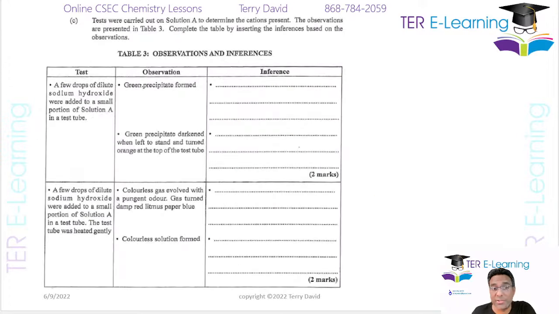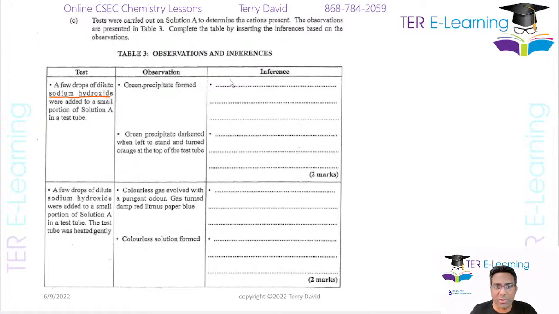All right, so we're still on question 2, by the way. Tests were carried out on solution A to determine the cations present. The observations are presented in the table. Complete the table by inserting the inferences. Okay, so what is our reagent? We are testing for cation and we're using sodium hydroxide. So you add sodium hydroxide, you get a green precipitate.